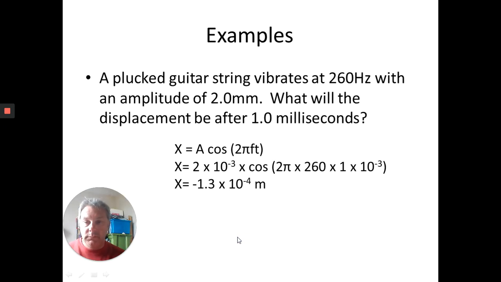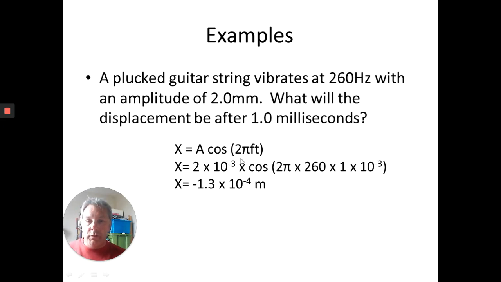Second example. A plucked guitar string vibrates at 260 hertz with an amplitude of 2 millimeters, 2 times 10 to the minus 3 meters. What will the displacement be after 1 millisecond? One of the things I haven't mentioned yet, and it's quite important, is that your calculator, when using sines and cosines, has to be in radians mode and not in degrees mode. So just be careful, and when not doing SHM questions, make sure you turn it back, or you'll always be getting the wrong answers afterwards. Many a mess up on an A-level paper has been because we've had the calculator in the wrong mode.